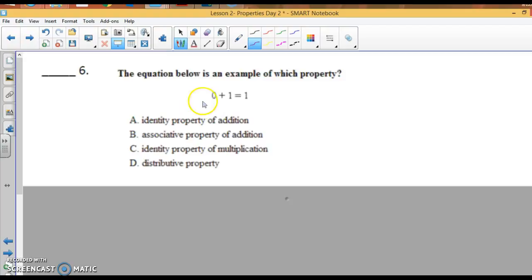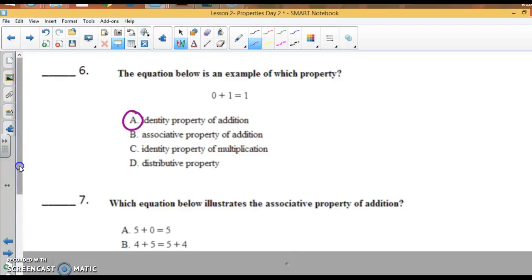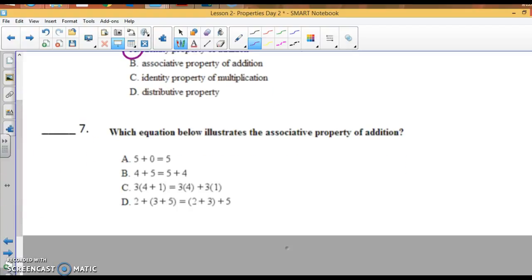What property says 0 plus 1 is 0? That is the identity of addition. So A. We're looking for the associative of addition. Associative is grouping. So the grouping changes with addition. That is D. The grouping change. The order is the same, the grouping change.